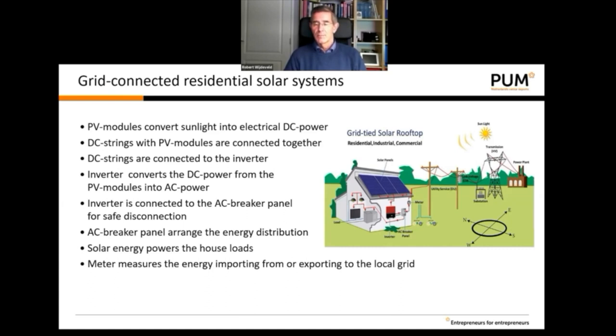But the AC breaker panel also arranges the energy distribution. So from the solar panels, the energy flows through the inverter into the AC breaker panel, and then the energy goes either into your house to supply your household equipment from solar energy, so all the lamps, the refrigerator, and so on, or the energy goes back into the utility grid. Or when the sun is not shining, the AC breaker panel makes sure that the energy which comes from the grid goes into your house.